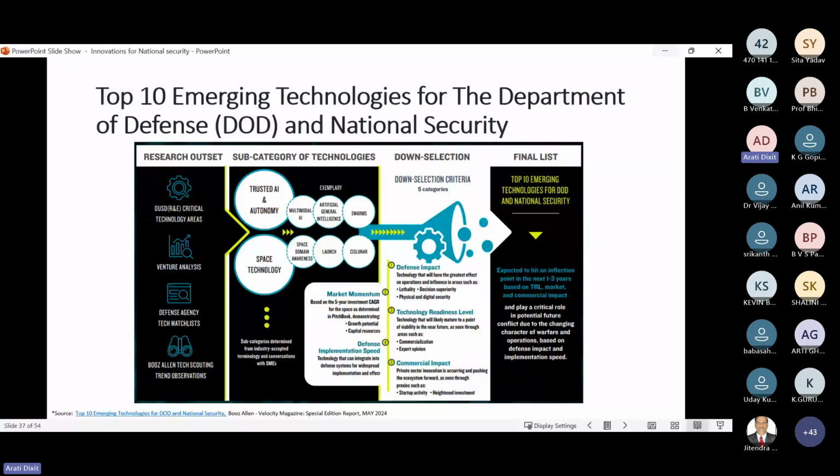What kind of investment is done by the startup community in the nation?